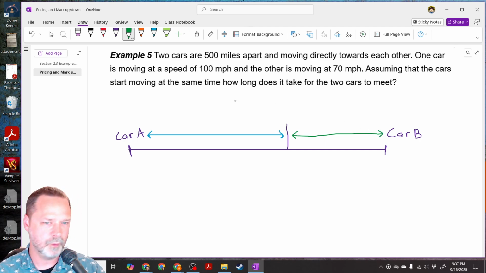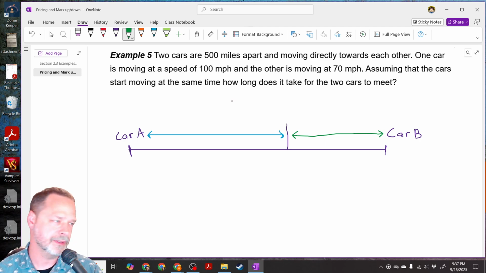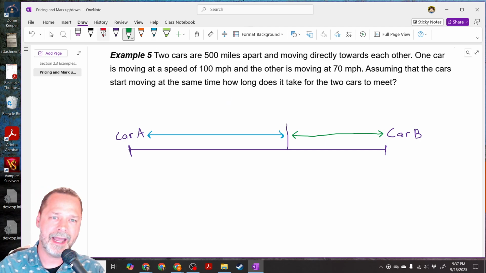Now, I guess in this situation, what do we need? Last situation, we needed to know how to do markup, markdown, percents, that stuff. In this one, we're talking about two cars moving. We're talking about distance and time and speeds. Do we have a way to relate all those things? And yes, we do. And so this is a formula we have to keep in mind whenever we deal with these, and that is distance equals rate times time.